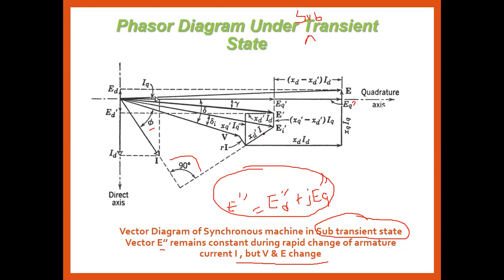Okay, so this is the subtransient state phasor diagram. In that case, only ED double dash remains constant, but during the rapid change of the armature current, the terminal voltage and the induced voltage across the synchronous machine change. That is the condition for the phasor diagram under the subtransient condition.